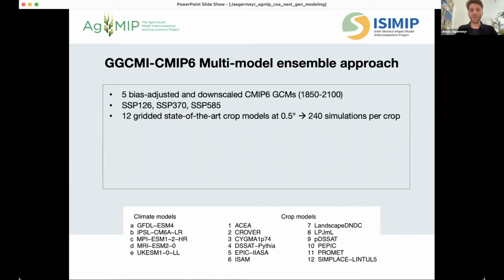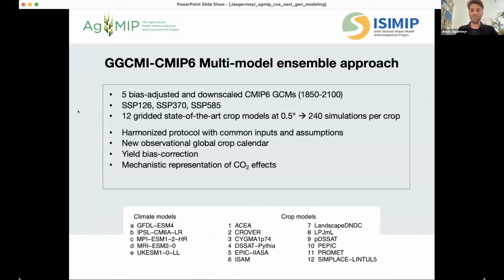And these process-based global models are very computationally expensive, so they all run at a supercomputer somewhere worldwide, and we're bringing together the community, trying to harmonize their inputs and assumptions and the protocol in general.